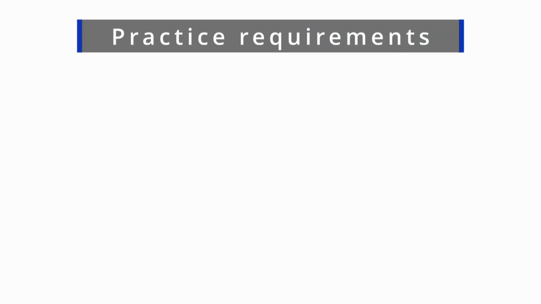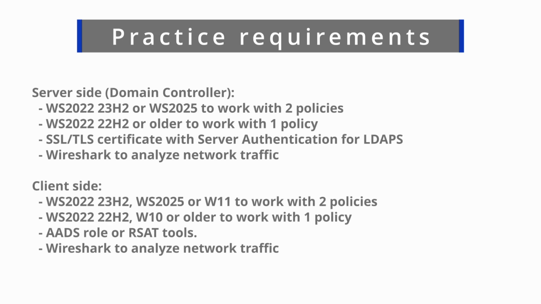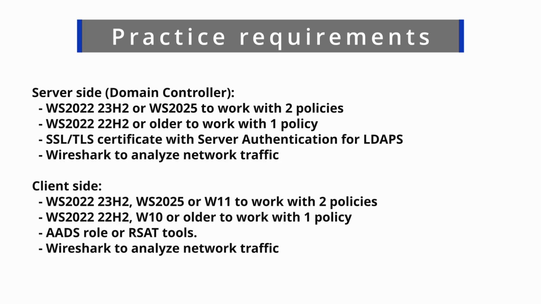So what we are going to use for the next activity is first two machines. One of them is a domain controller and another one works as a client, but it can be with a Windows Server operating system, okay? The operating system itself can be whatever, but if we are going to use Windows Server 2022 23H2 version or Windows Server 2025, or on the client side Windows 11, we will have two more policies that are not on the older operating systems.